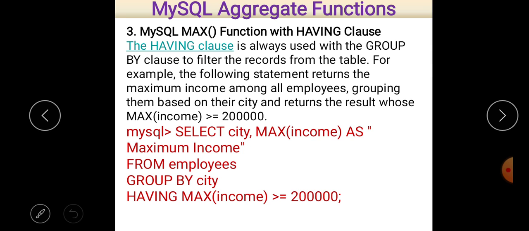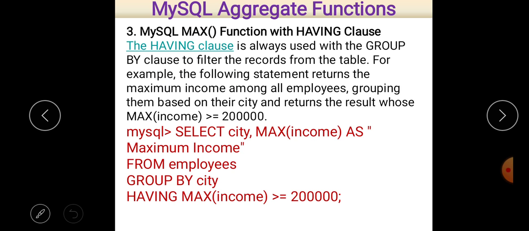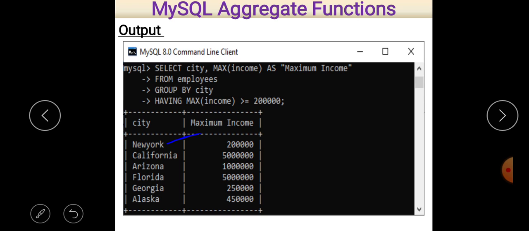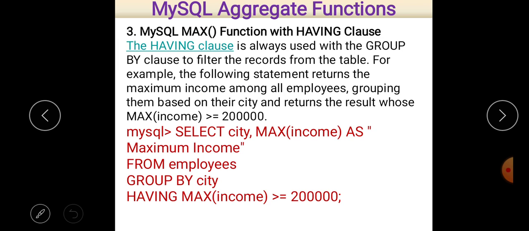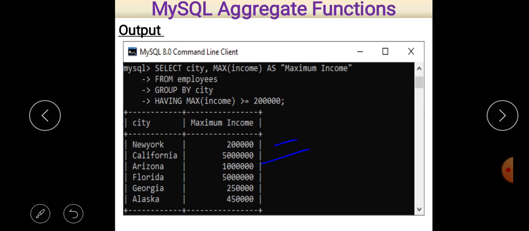And after that, you can see that we form a group on the basis of city. So different city names are there, such as New York, California. These different city names appear only one time because we form a group here. And also there is a condition on the group, that maximum income is greater than 2 lakhs. So you can see here that only those groups are displayed which have maximum income greater than 2 lakh.